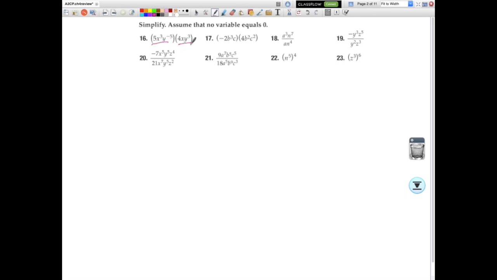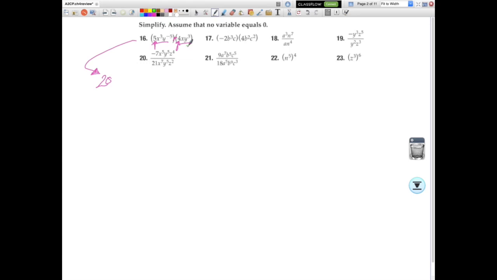So we have a mono times a mono. I know they're both monomials because there's no plus or minuses in between terms. They're just one big chunk times another big chunk. So we're going to treat this somewhat like constants at first. I'm going to take my 5 and I'm going to take my 4, both coefficients, and I'm going to multiply them together. And 5 times 4 is 20.